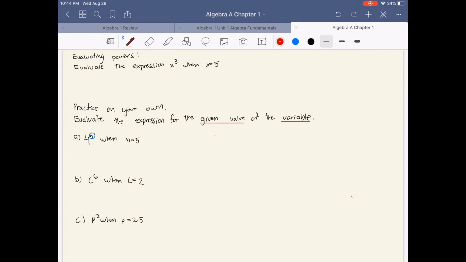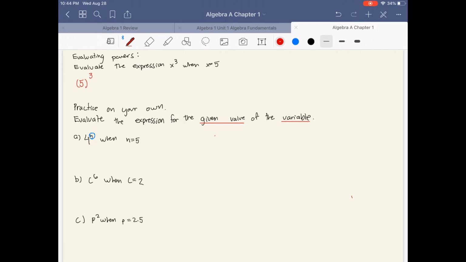Now go ahead and pause this video so that the students have some time to copy all of this down. Okay, so they should be finished copying this down. Evaluating powers. Evaluate the expression x cubed, or x to the third power, when x equals 5. So we went over this in 1.1. This is very easy. All you do is replace x with 5. Okay, and like I said, get into the habit of replacing the variables with the number, putting the parentheses. So 5 to the third power.